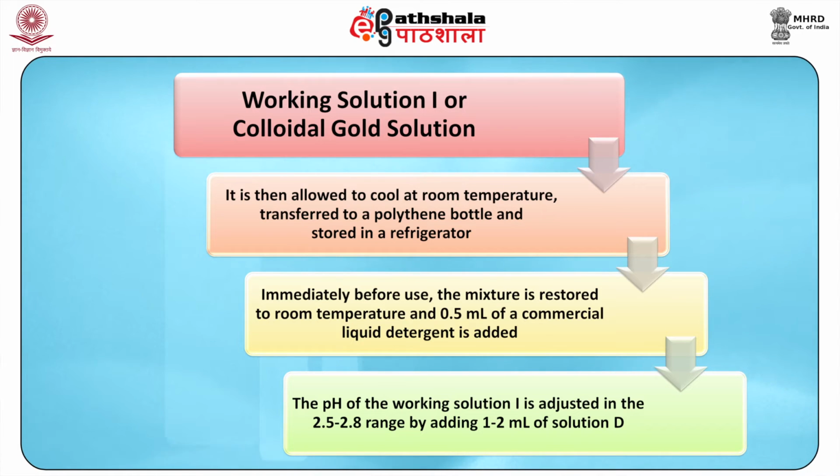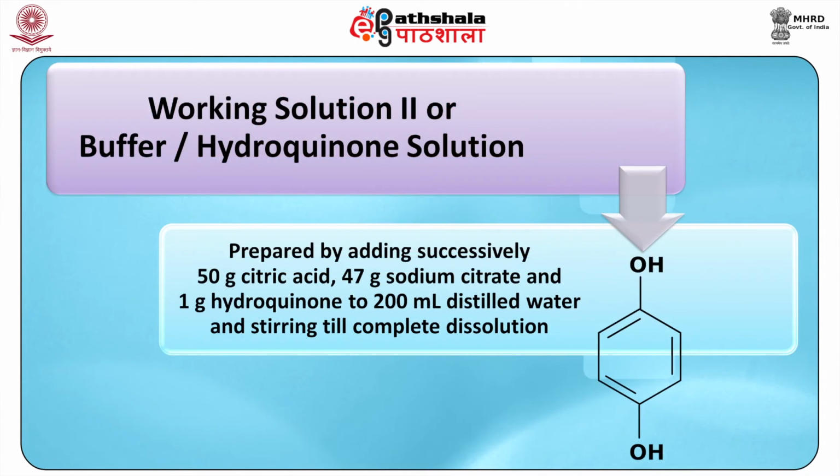Immediately before use, the mixture is restored to room temperature and 0.5 ml of a commercial liquid detergent is added. The pH of the working solution 1 is adjusted to the 2.5 to 2.8 range by adding 1 to 2 ml of solution D. Now, working solution 2 or the buffer or hydroquinone solution is prepared by adding successively 50 gram citric acid, 47 gram sodium citrate, and 1 gram hydroquinone to 200 ml distilled water and stirring till complete dissolution. The structure of hydroquinone is shown in the given figure.